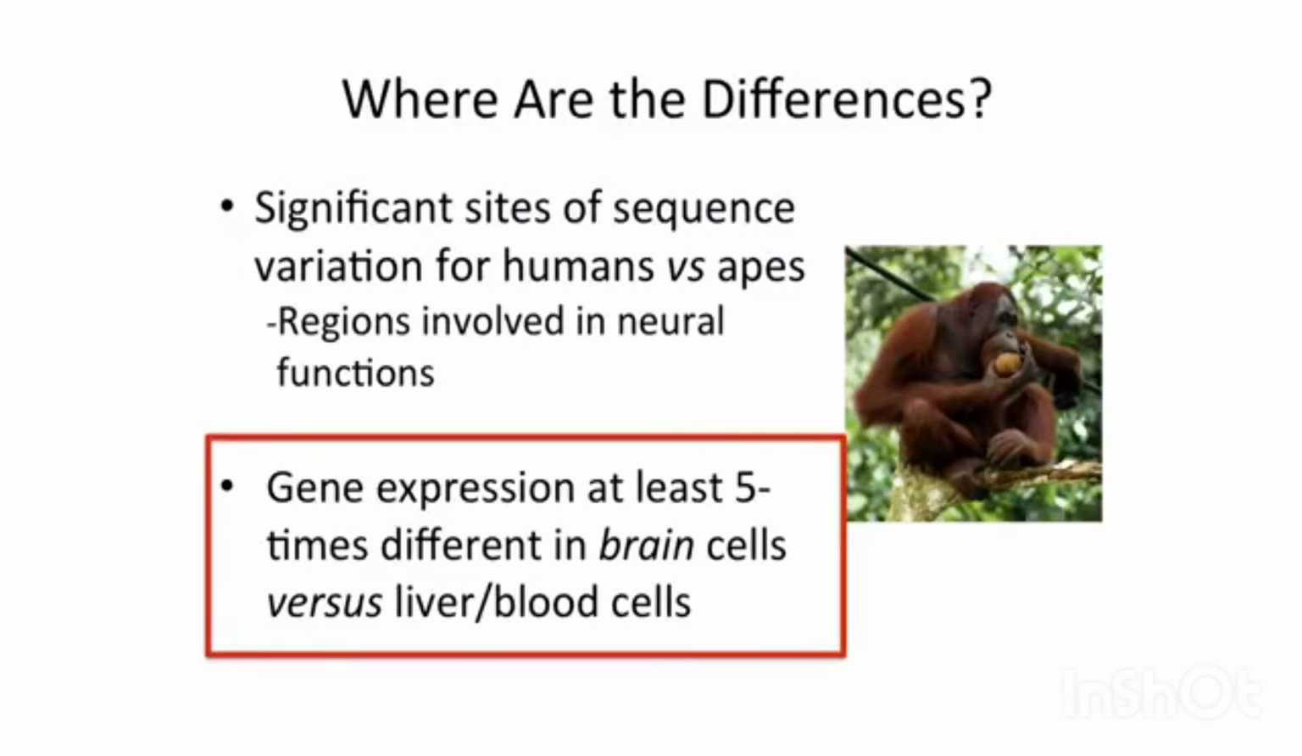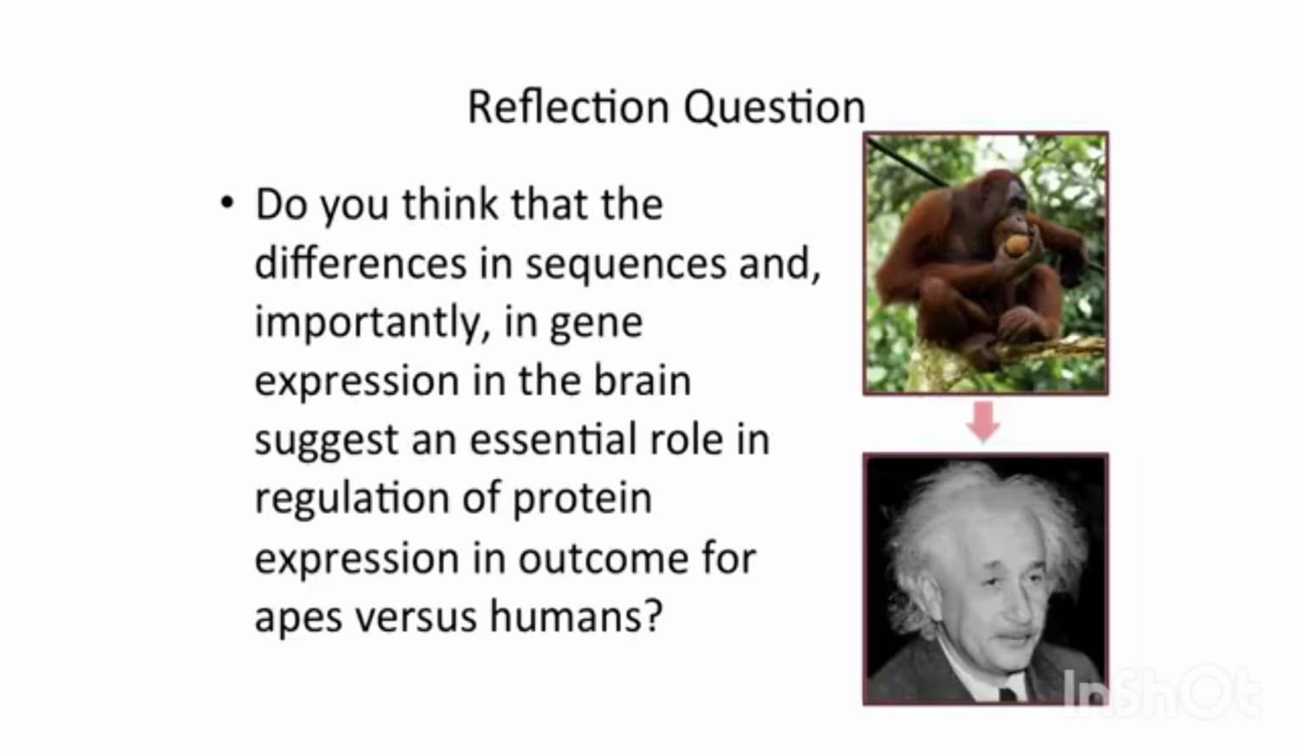And as sequences vary more in these areas, we can see at least 5 times different amounts of proteins being produced in brain cells versus the much smaller differences observed in liver and blood cells. So do you think that the differences in sequences, and perhaps importantly in the relative gene expression in the brain, suggest an essential role in regulation of protein expression and outcome for apes versus humans?